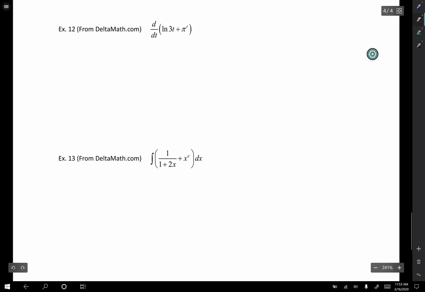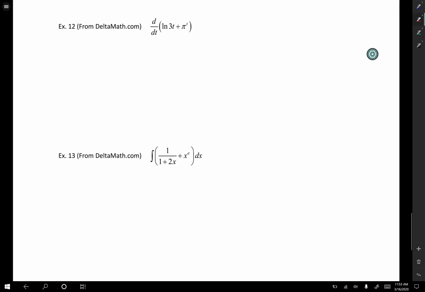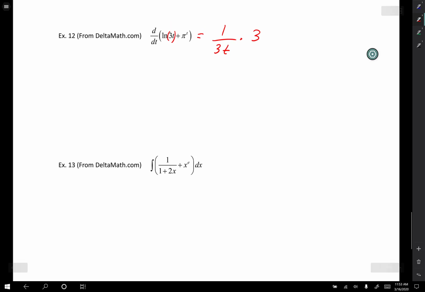All right. So then I put this question in here just so we can make sure that we know what's up, because derivatives and integrals are like inverses of each other. So here we go, guys. The derivative of ln of 3t is 1 over 3t, times 3. And then I'm still not done.